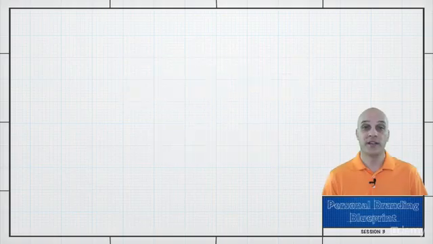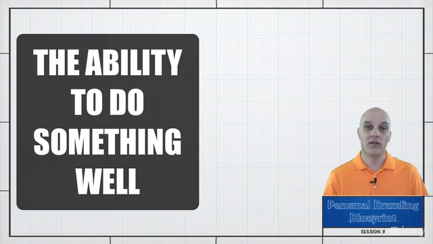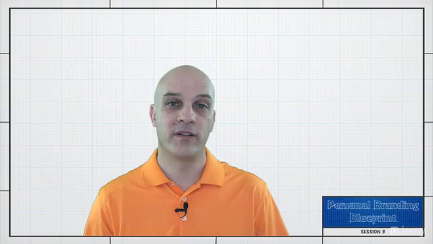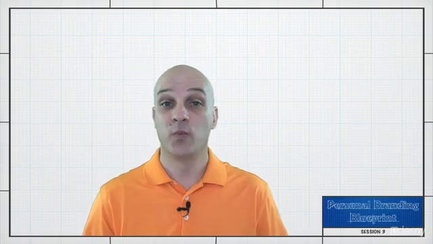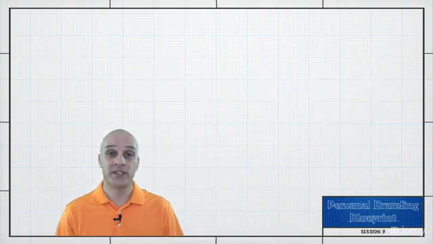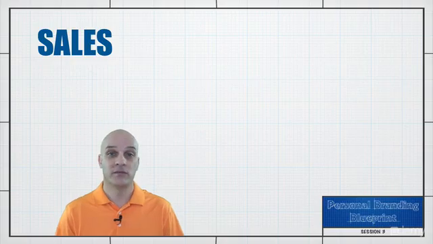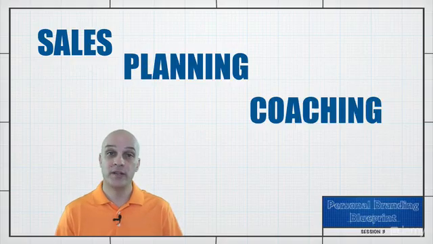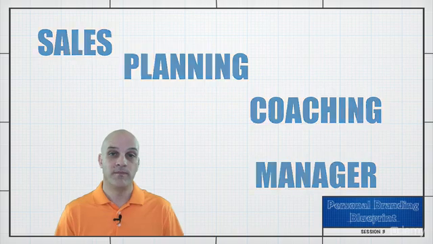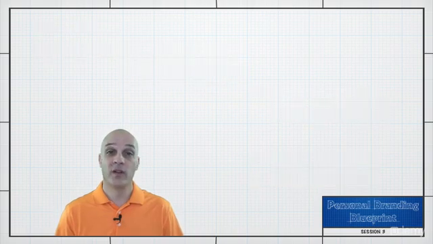So if we look up skill in the dictionary, what we find is that a skill is the ability to do something well. It's something you have an expertise in. It's also something that you have learned. So in short, a skill is what we do. An example of some skills are, say, sales, planning, coaching, managing people. All of these skills are things that we have learned or picked up along the way throughout our career.